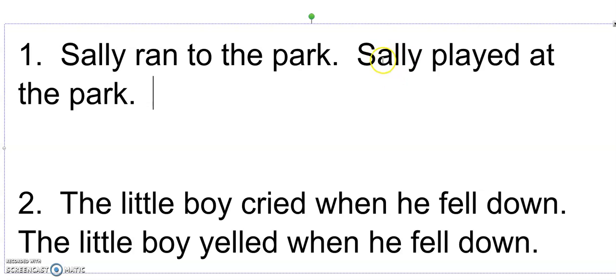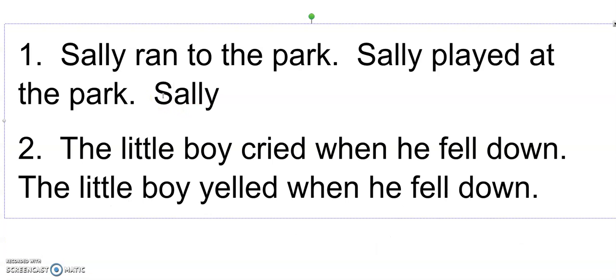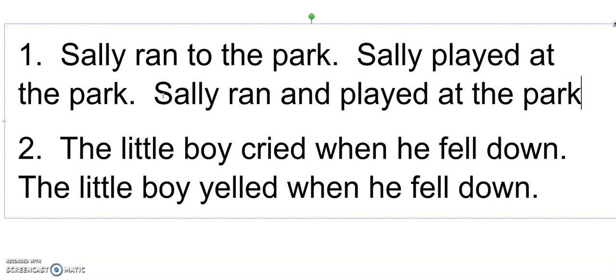So instead of repeating that again and saying Sally in the first sentence and Sally in the second sentence, we can combine those two with the conjunction and. So then we can combine the verbs. So this part of the sentence, ran to the park, is about the same as this part at the end of this sentence, played at the park. So we could combine it to say Sally ran and played at the park.